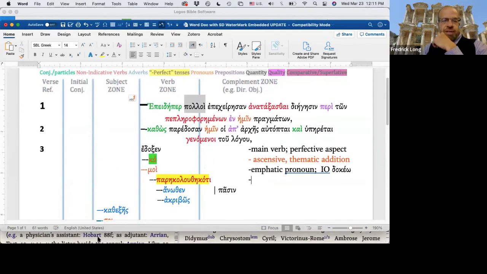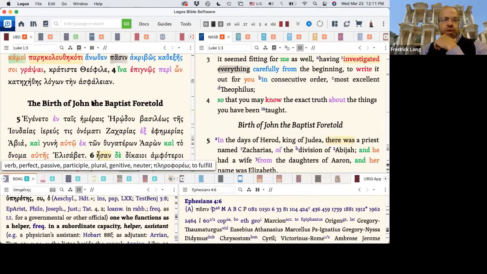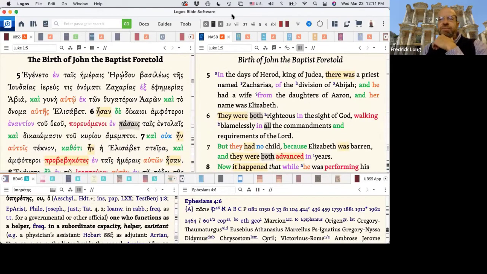go back to our text here, and we're going to keep reading with verse 5. Egeneto en tais hemerais Herodou basileus tes Ioudaias hiereus tis onomati Zacharias ex ephemerias Abia, kai gune auto ek ton thugateron Aaron, kai to onoma autes Elisabet.